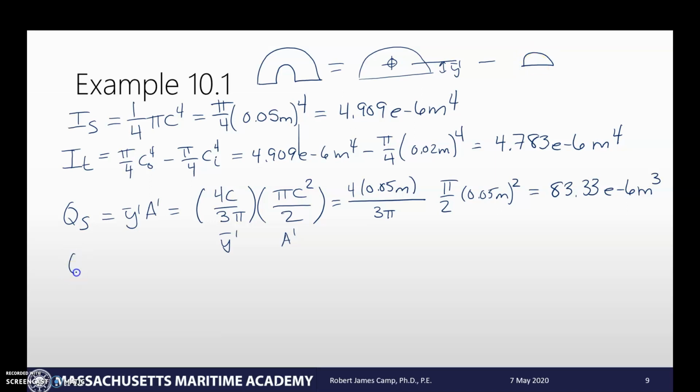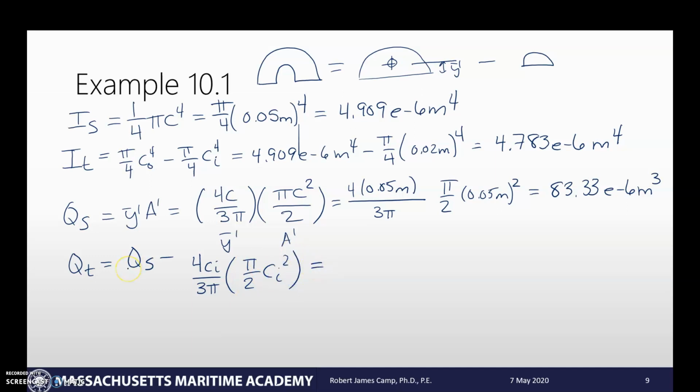Okay, so Q of the tube is going to be Q of the solid minus the cutout. And so what's the cutout going to be? Well, the cutout's going to be the same thing that we've done here, because once again, the cutout's still a semicircle. So 4c inside divided by 3 pi times pi over 2 c inside squared.